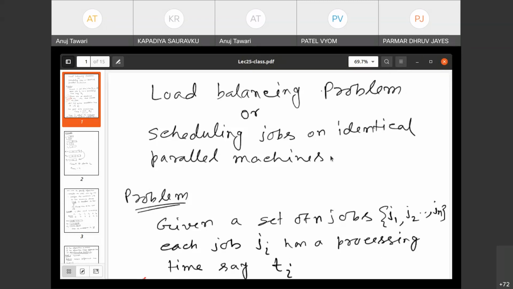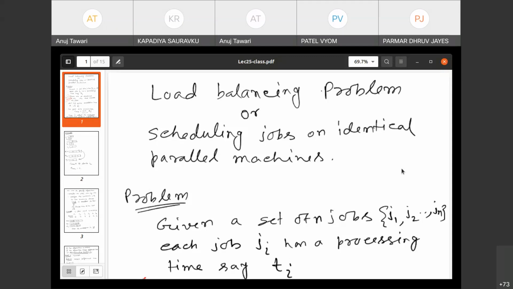Yeah, so we have already seen many greedy approximation algorithms, and today we'll see one more. We started with the vertex cover, moved on to set cover, traveling salesman problem, and then last class we saw bin packing. Today we'll see another problem, known as the load balancing problem.